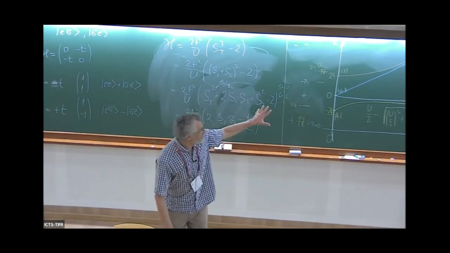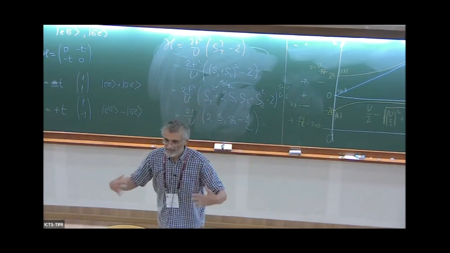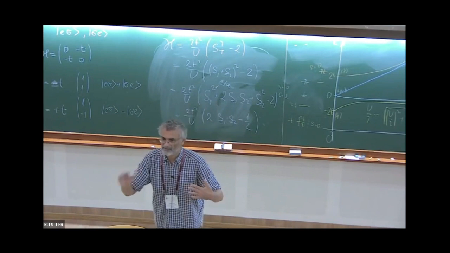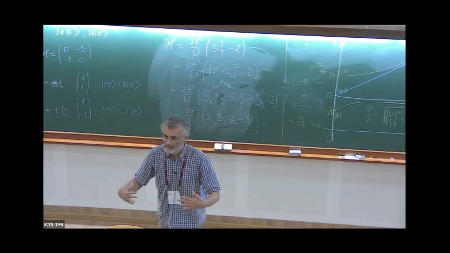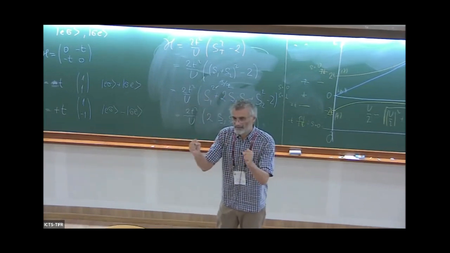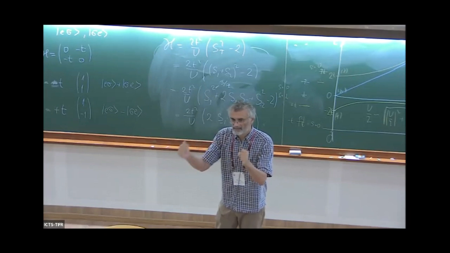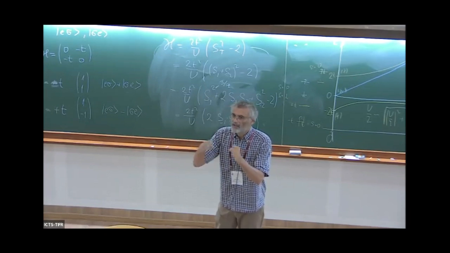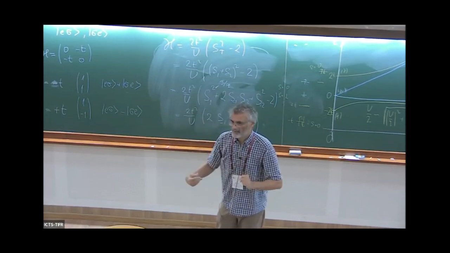Here I was talking, this is just the effective model. And if you do expansion, very good. Thank you for this question. If you do the expansion in t squared over U, t over U, only the nearest neighbor sites that are connected by a single hopping will contribute. Further hoppings will contribute in higher order of expansion.